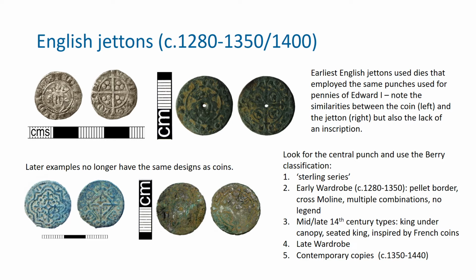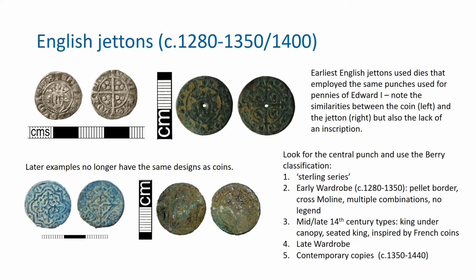So when identifying English Jettons, look for the central punch and use the classification in the Berry book. They are subdivided into 5 groups. Group 1, the sterling and allied issues, which represent by far the most common type of English Jetton. These are the ones linked to the contemporary silver pennies, as mentioned earlier. Group 2, the early wardrobe Jettons. These are larger than the sterling issues and might have been used as wardrobe counters relating to the king's personal expenditure, hence the name. They tend to have pellet borders and a cross moline.